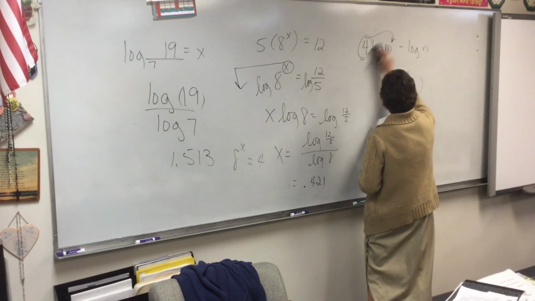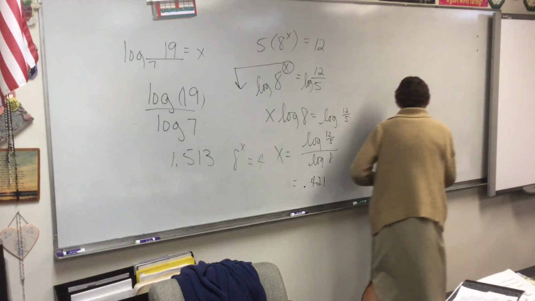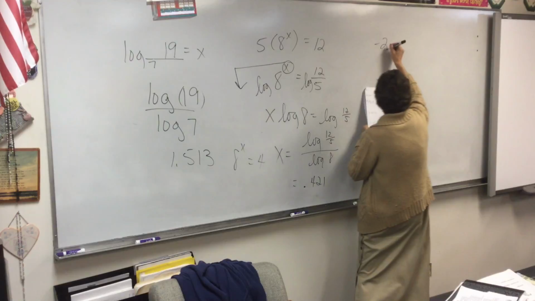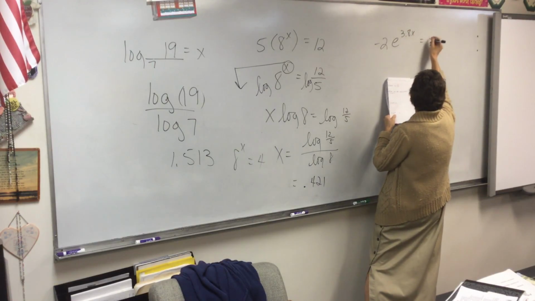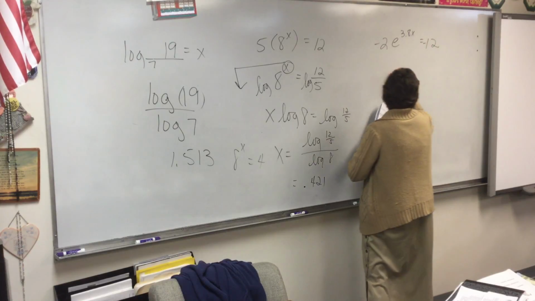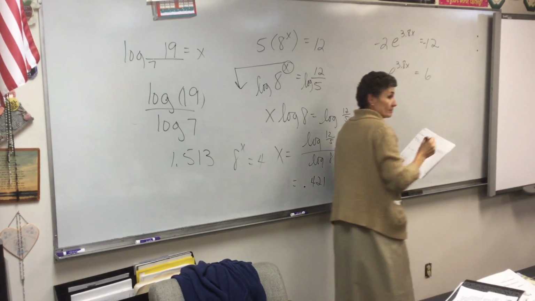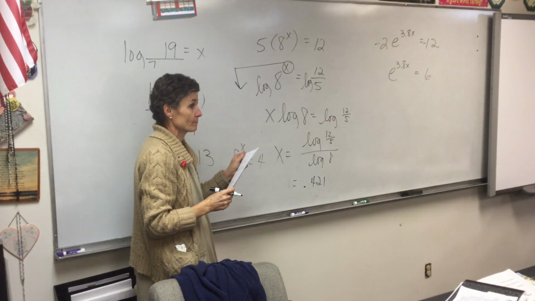Okay, we're almost done with this test. Problem C. What are you going to do with problem C? Yep, we have a common theme here. We divide a lot, don't we? So we're going to divide. So e to the 3.8x equals 6, if I divide both sides by -2.